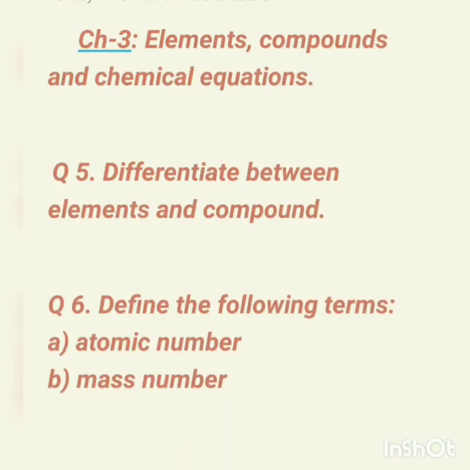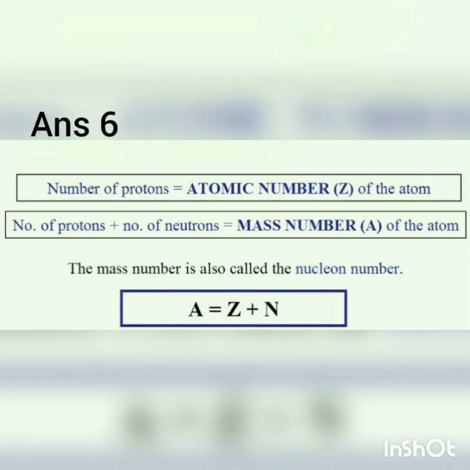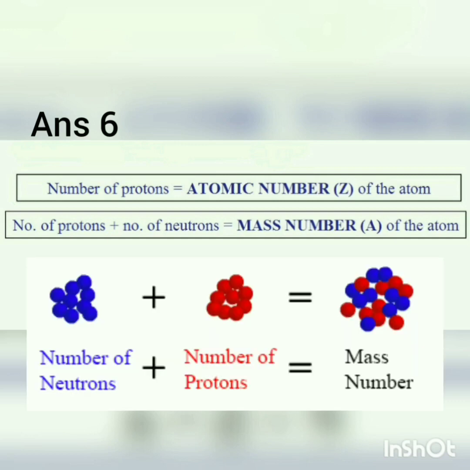And your next question number 6 has 2 parts. Define A. Atomic number and B. Mass number. You know that an atom is made up of 3 subparticles: protons, neutrons and electrons. The number of protons present inside the nucleus of an atom represents its atomic number. And the total number of protons and neutrons present inside the nucleus of an atom represents its mass number.